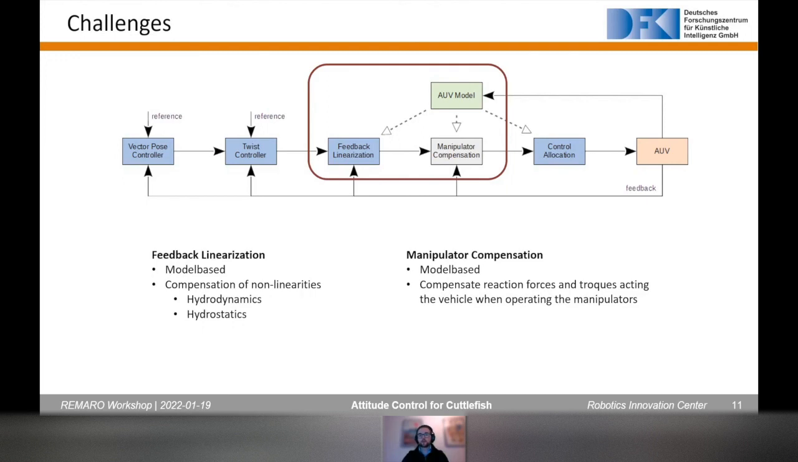And then we have special components here, which is compensating manipulator forces. As we have two manipulators on this AUV, when these manipulators move, a counteracting torque is induced on the vehicle itself. And this can be estimated to some degree. It is known and can be compensated in this component.